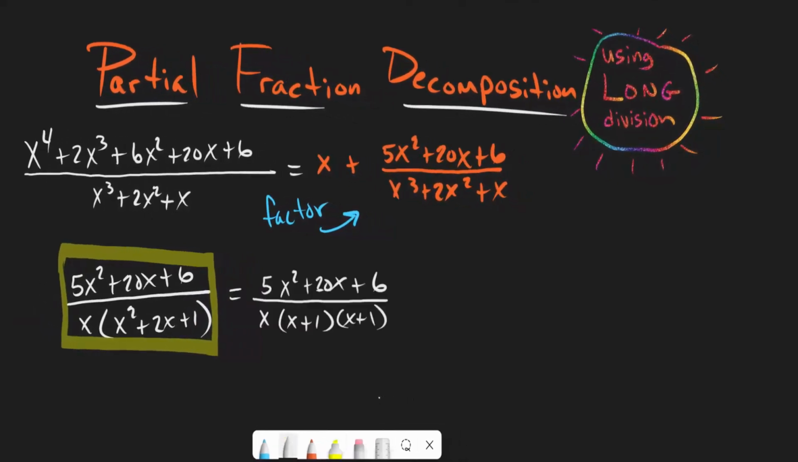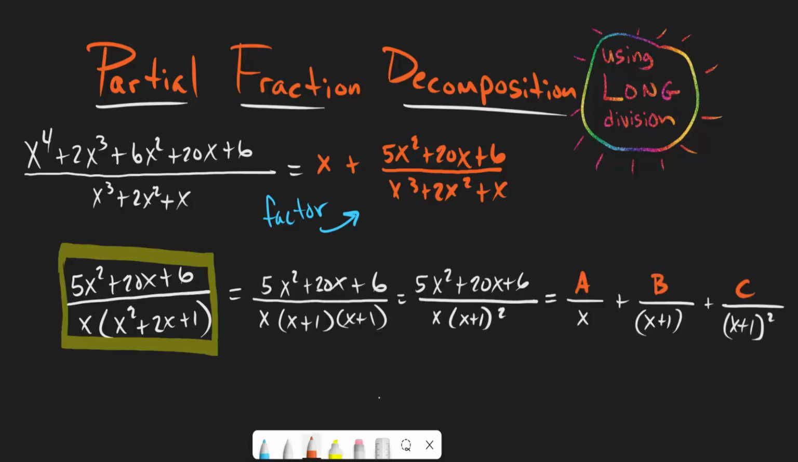So we continue with the factoring. So the trinomial factors out into two linear factors that happen to be identical. X plus 1 times x plus 1. So of course, we can rewrite it as x times the x plus 1 quantity squared. All right, so now we're ready for the setup of the partial decomposition.